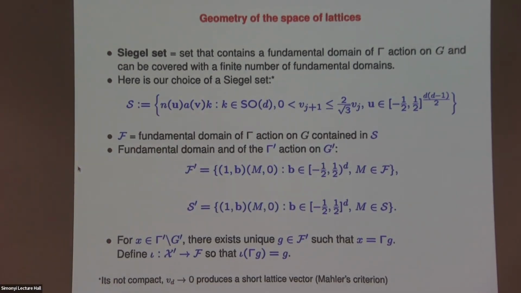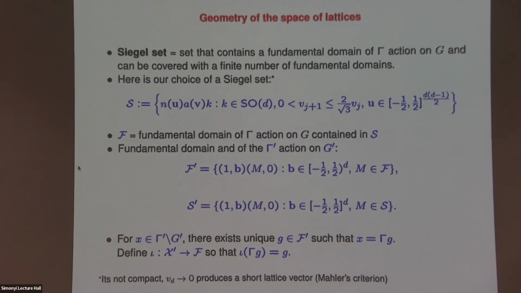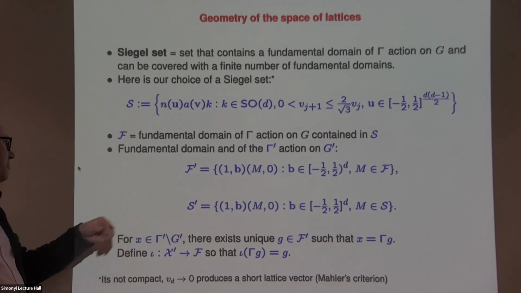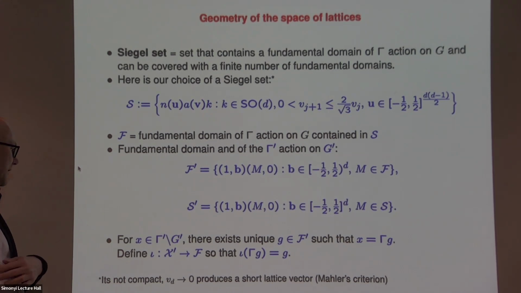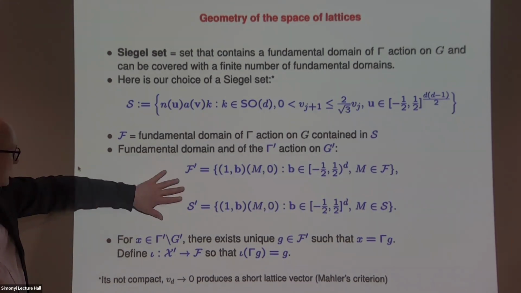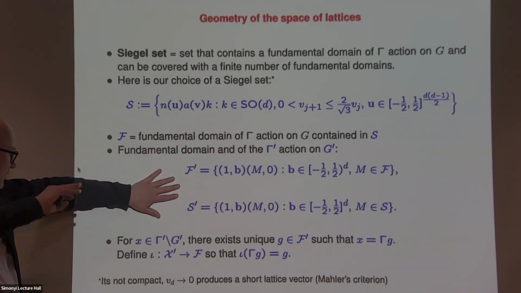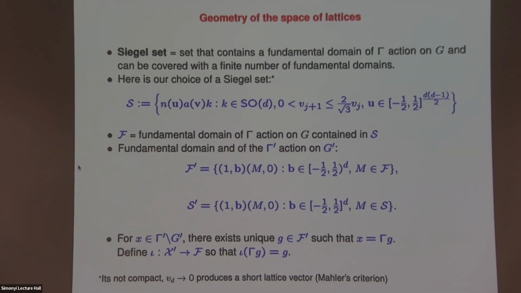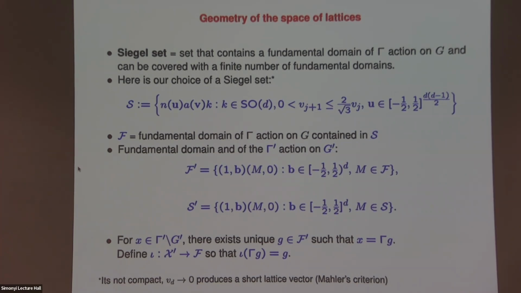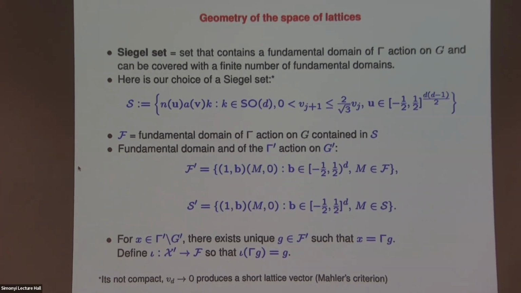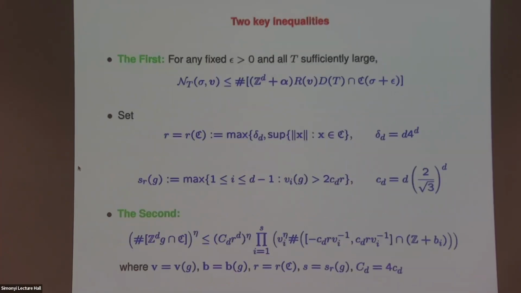And since we're only interested in upper bounds, that's fine, right? We don't actually need to know the precise shape of the fundamental domain. For upper bounds, the Siegel set works perfectly fine. Now you extend it to the affine lattices by adding the torus components, but you may ignore that for now. So that's the idea. So you understand the geometry of your space G prime mod gamma prime in this way.